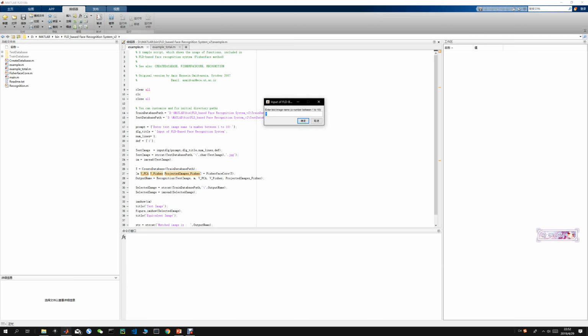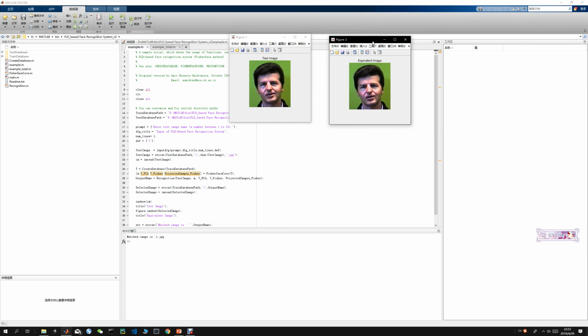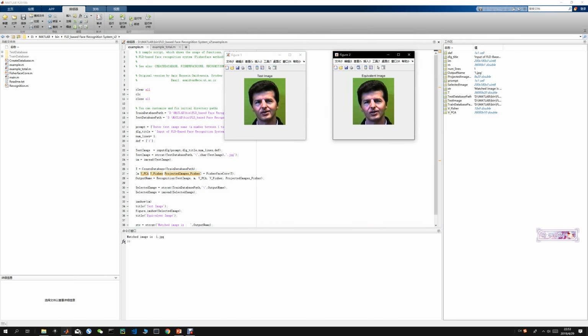We choose the image and we'll compare itself. First image is the test image, and the second image is the original training image. We can see that there's a little difference between the two images, but it's the same person.